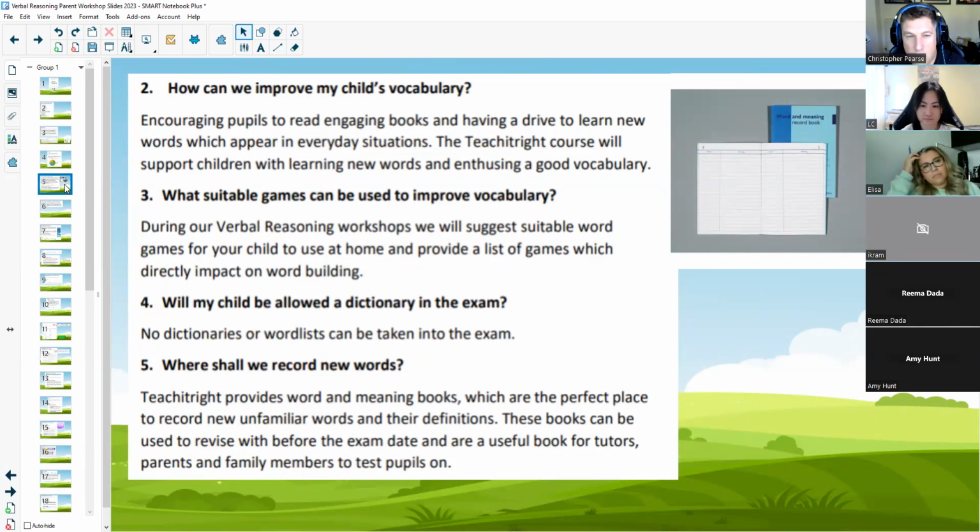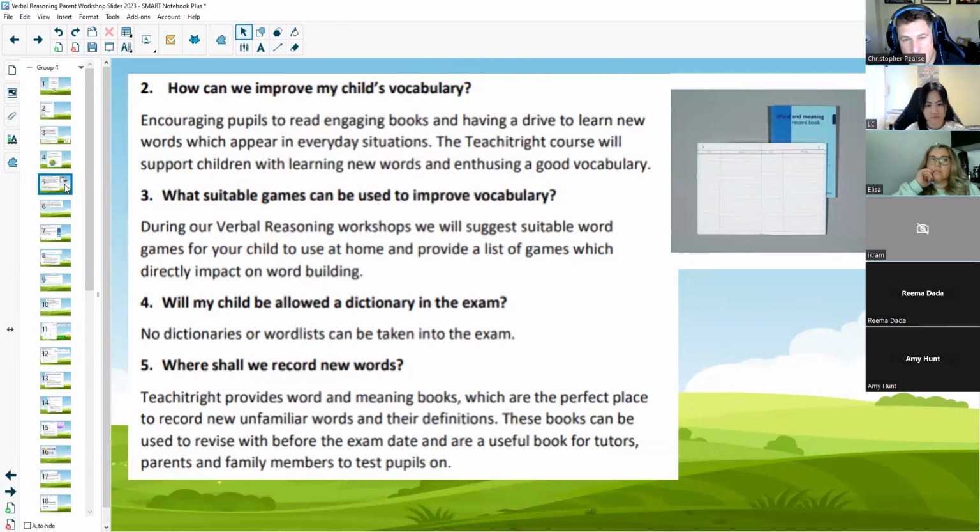And we do get asked that all the time. How are we going to do it? And of course, engaging reading books, having a drive to learn new words as well, and having a hunger to build their vocabulary. And I think certainly conversationally as well, if you can use words at home in your everyday conversations and take every opportunity when a word comes up to reinforce that with your child. Our course does rely on a good word knowledge.